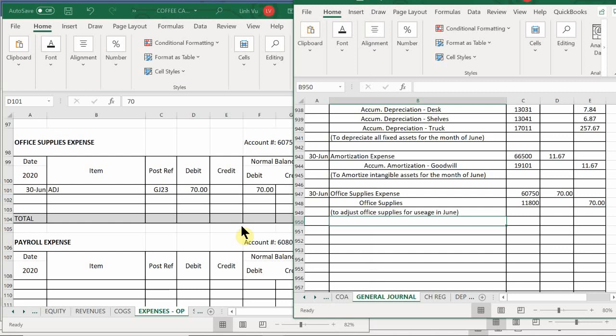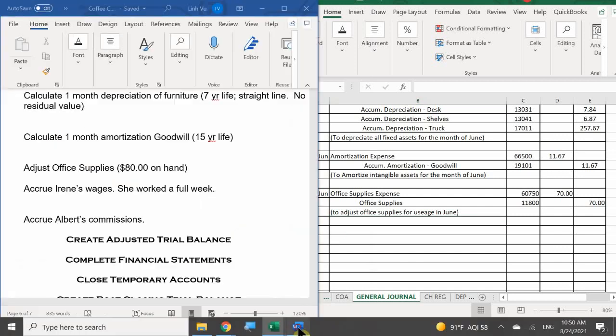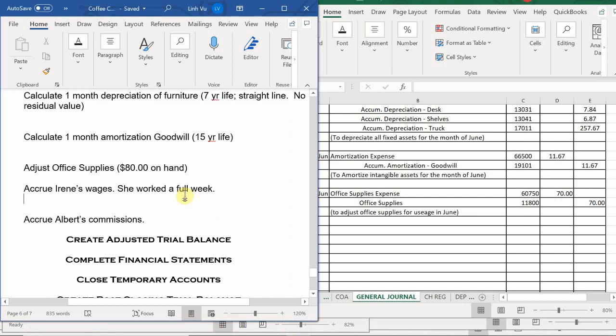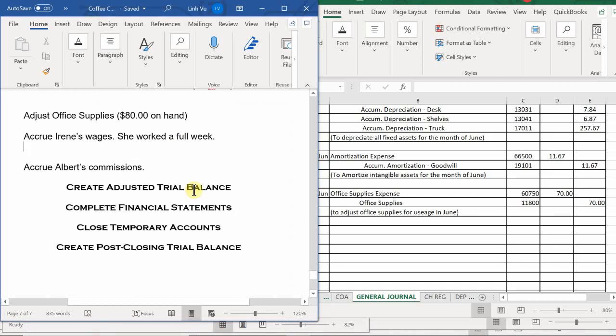Okay. Everyone okay? Everyone good? So far, so good. Okay. Yes. Perfect. Okay, so the last two things that we have left to adjust are the payments that are going to be made for the month of June. So in this case, we need to accrue the amount for Irene and Albert. Then we have our total expenses for the month of June.